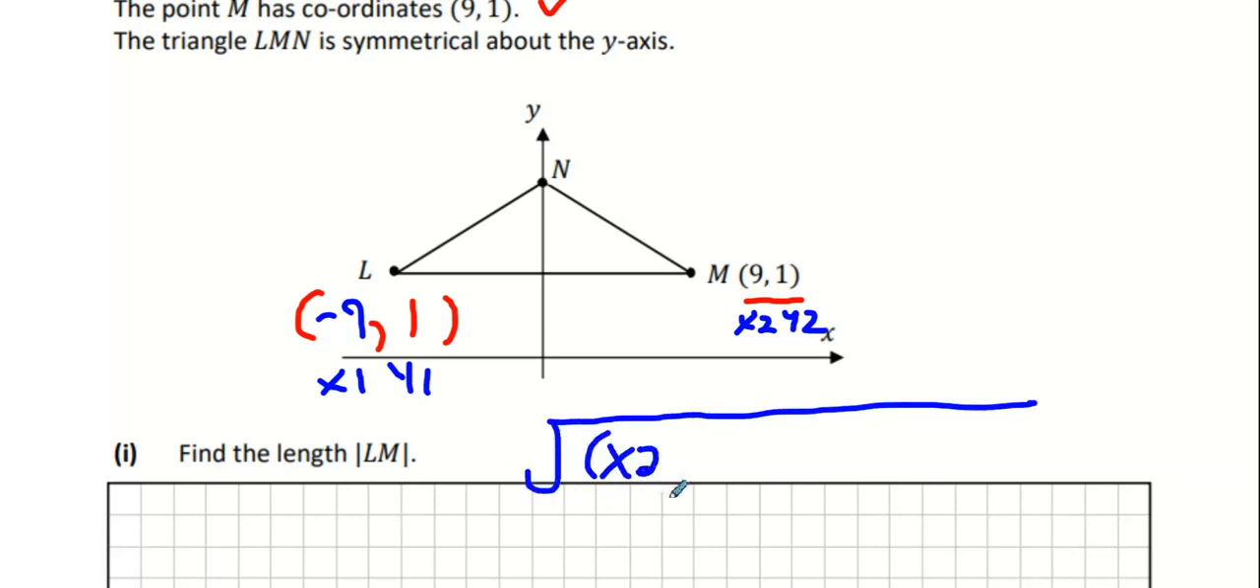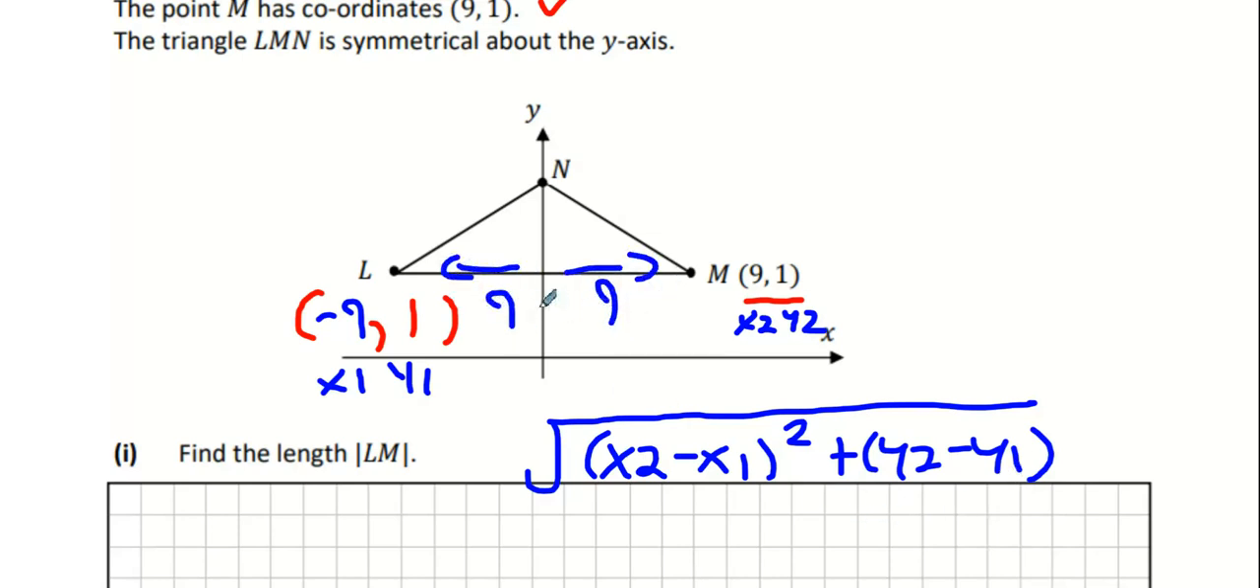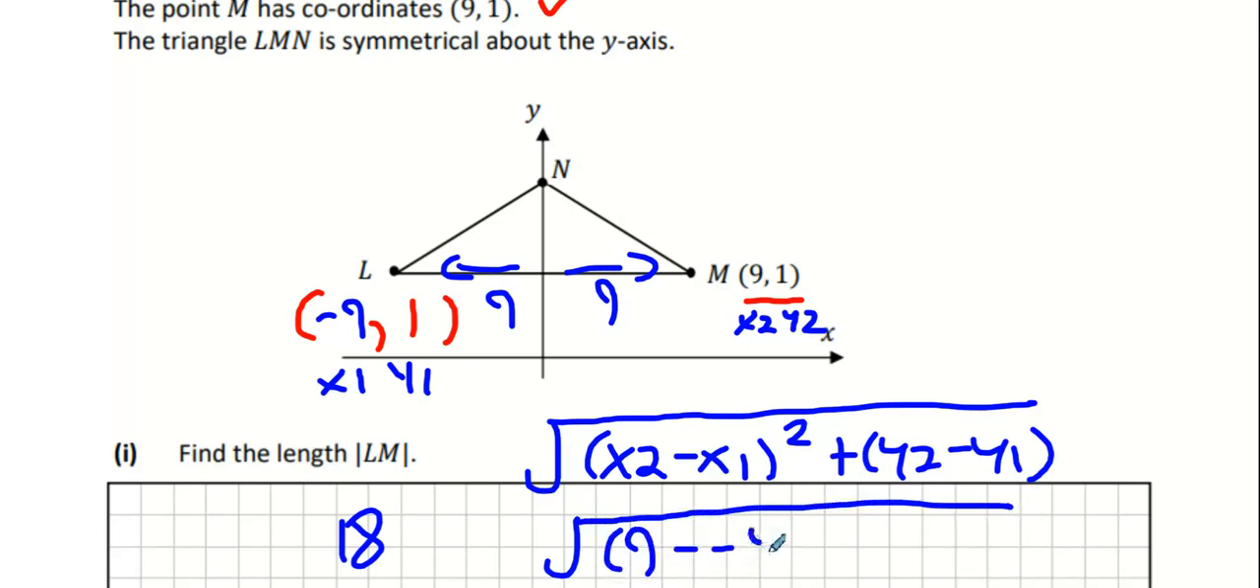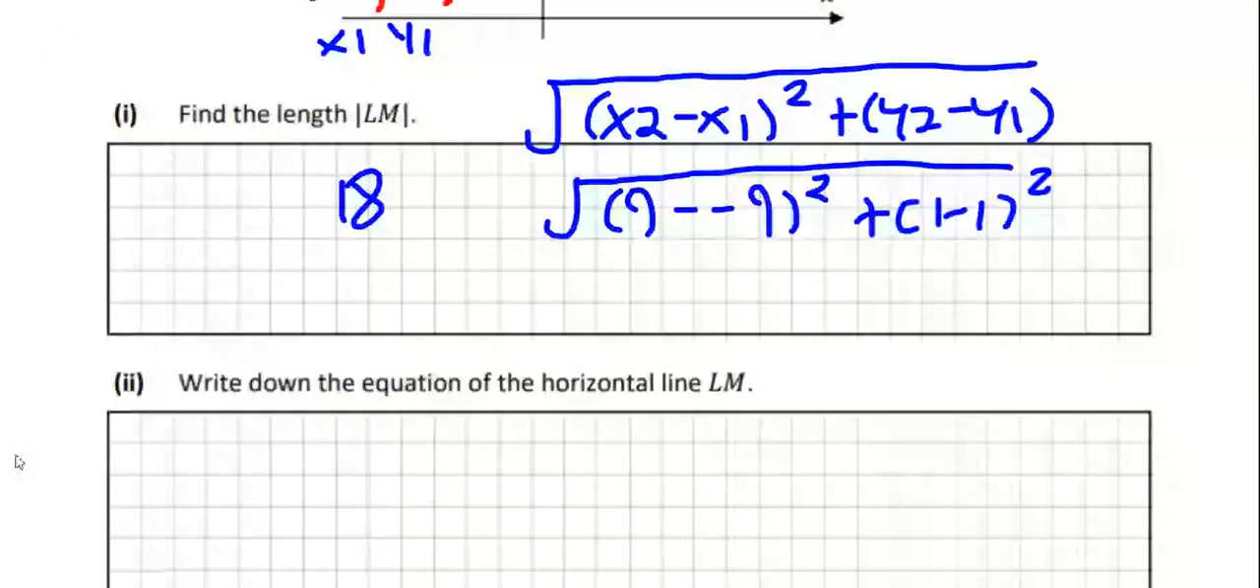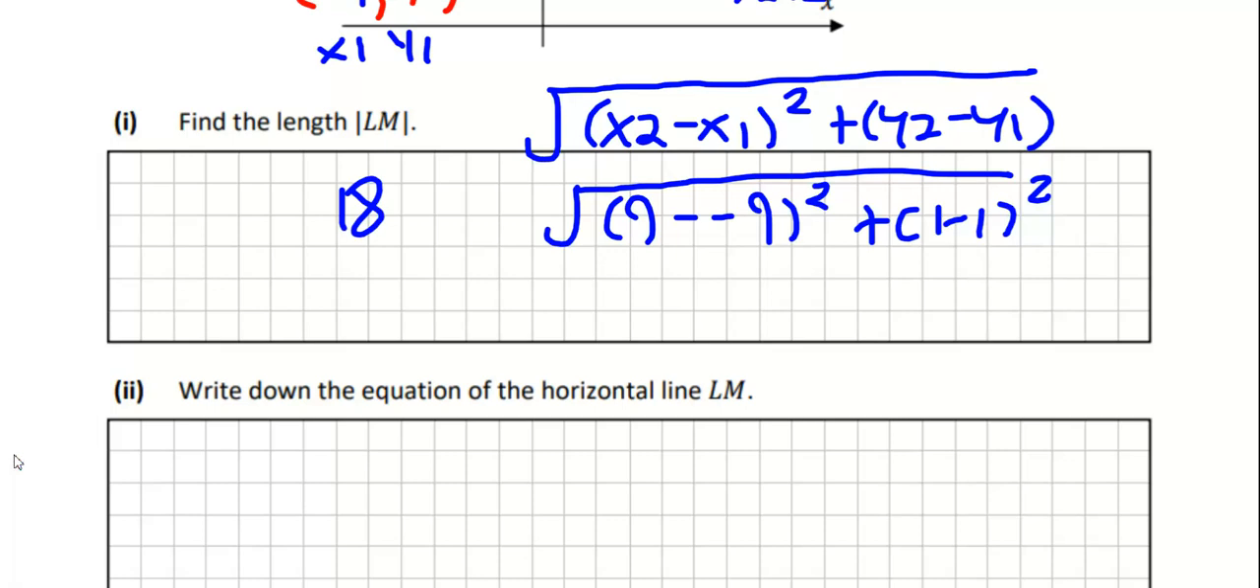There is a quicker way of doing it though. Would you like to know the quicker way? The quicker way is because the line's going straight across. We already said it. That's 9 to the right. That's 9 to the left. It's 18. You get the same answer if you decide to put all the numbers in. And you do like 9 minus minus 9, and then 1 take away 1 squared. You'll get the same answer. It's 18. Okay, cool. What question is this? B. Write down the equation of the horizontal line LM.